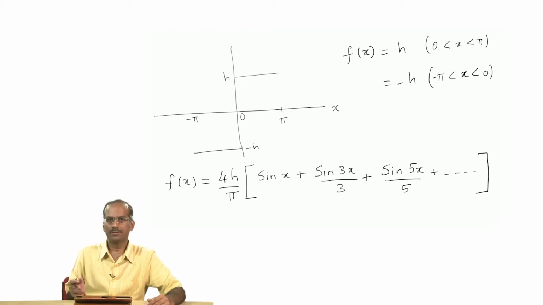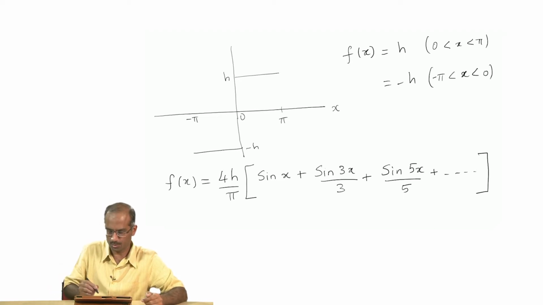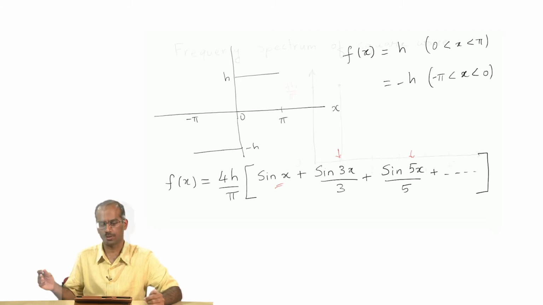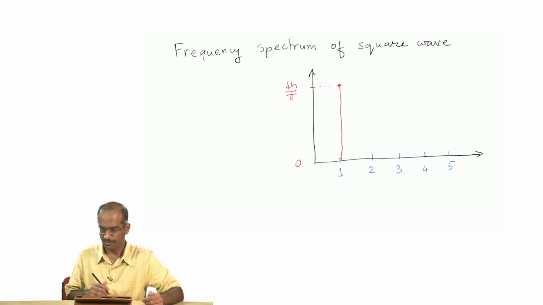Now, let us see it as a frequency spectrum. The x axis is going to be made up of these 1, 2, 3 and so on, which are the numbers which are appearing here, for instance these ones. And I am going to plot the amplitude, which is, for the case of sin x, 4h by pi, for the case of sin 3x the amplitude is 4h by 3 pi and so on. So, here is my frequency spectrum plot.